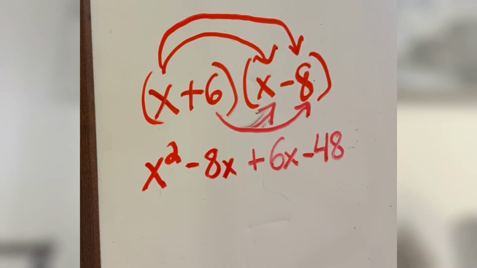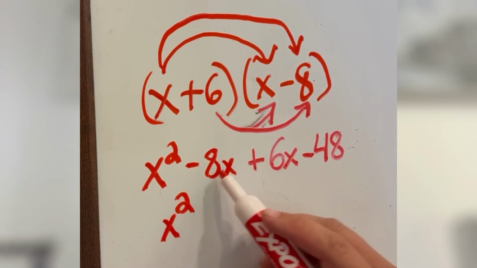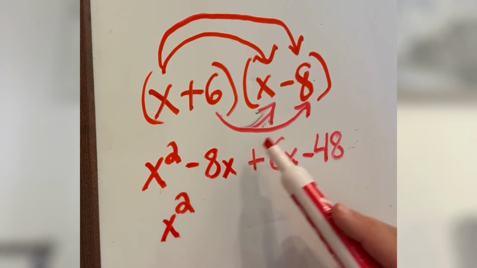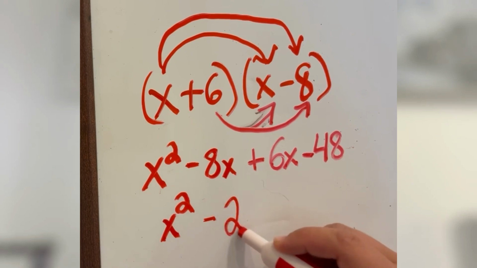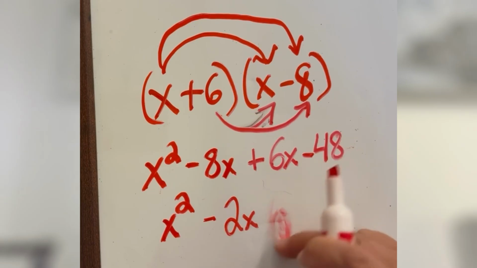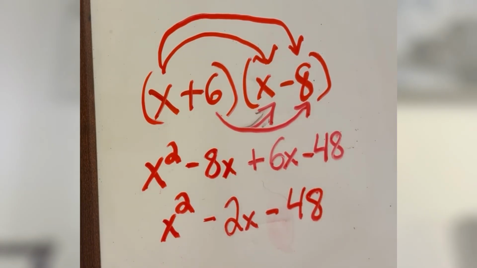Final step that we need to do is just combine any of our like terms. So we're going to have x squared. We see we have two x values. So we have negative 8x plus 6x, which we can simplify to negative 2x. And we'll have minus 48. So our final answer for this would be x squared minus 2x minus 48.